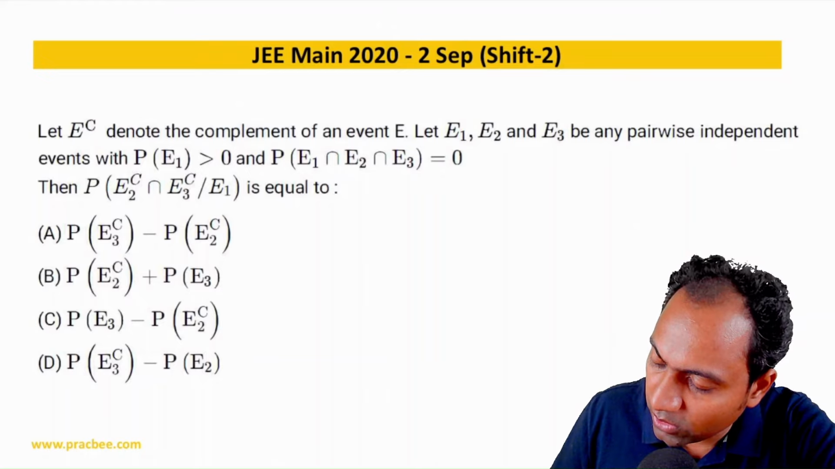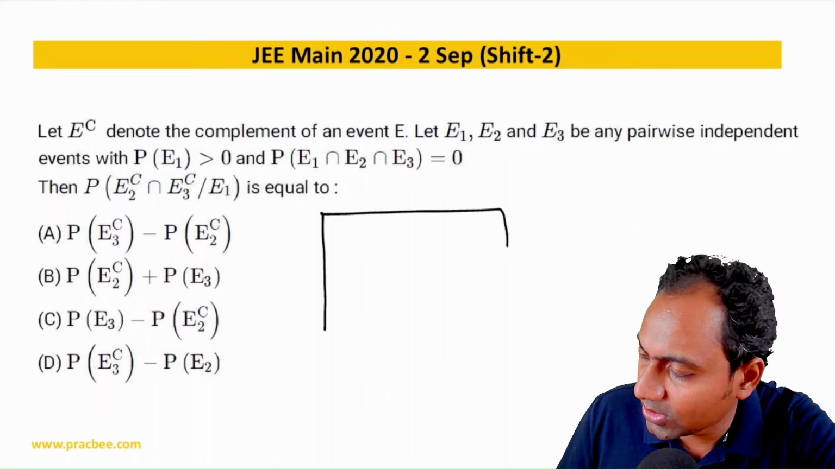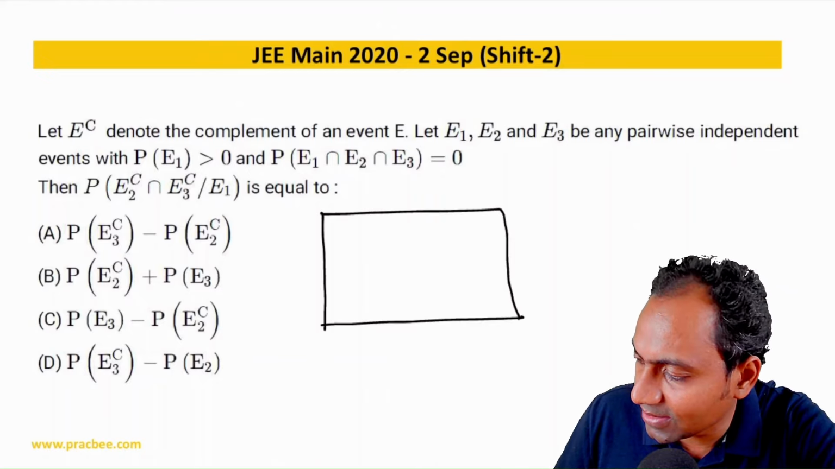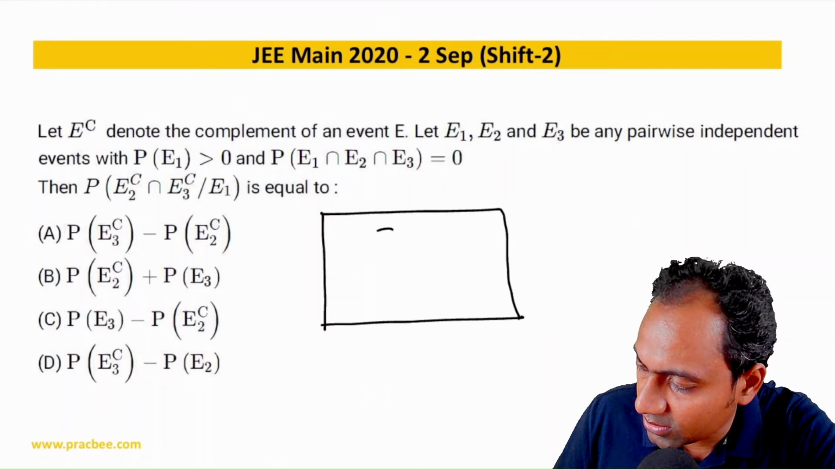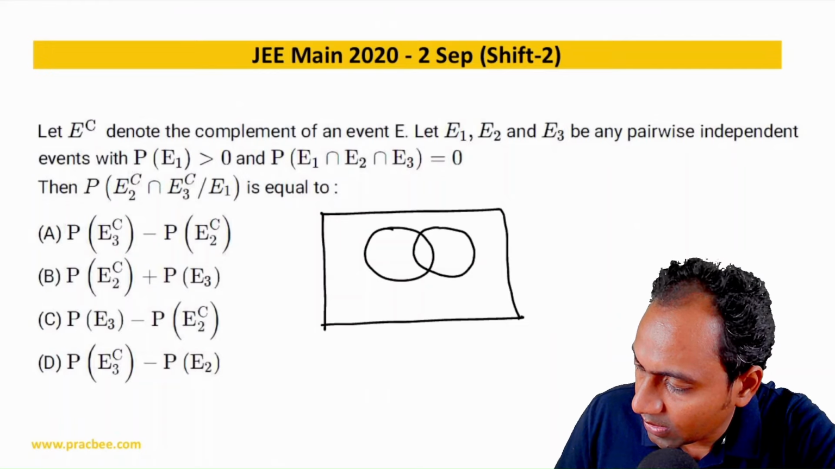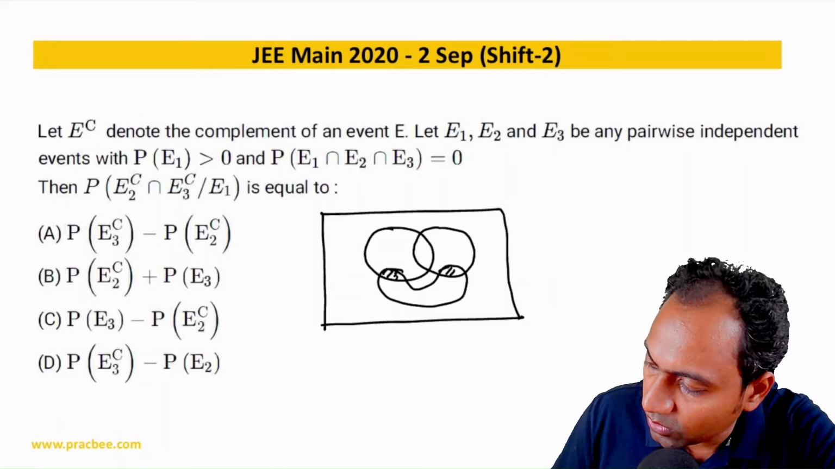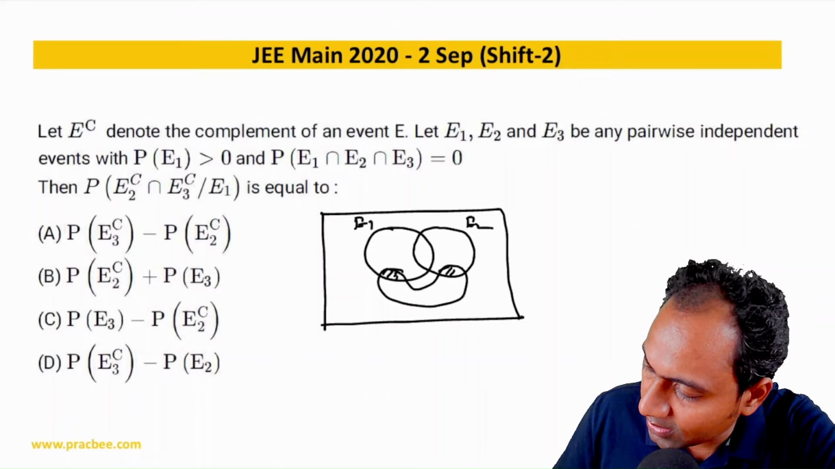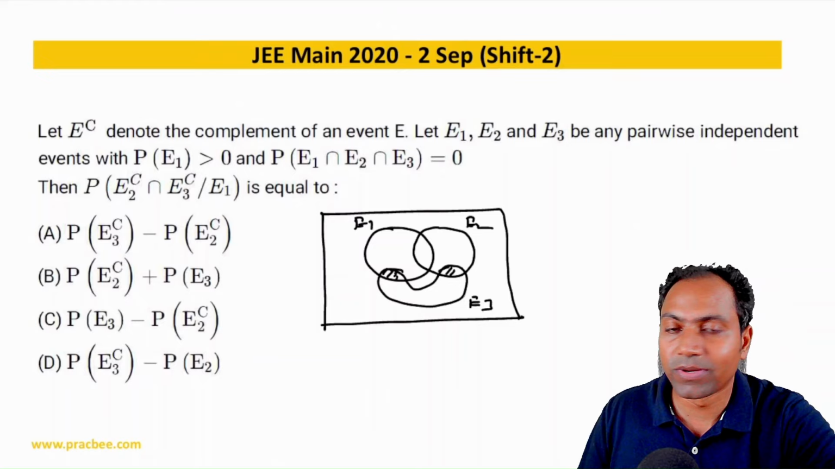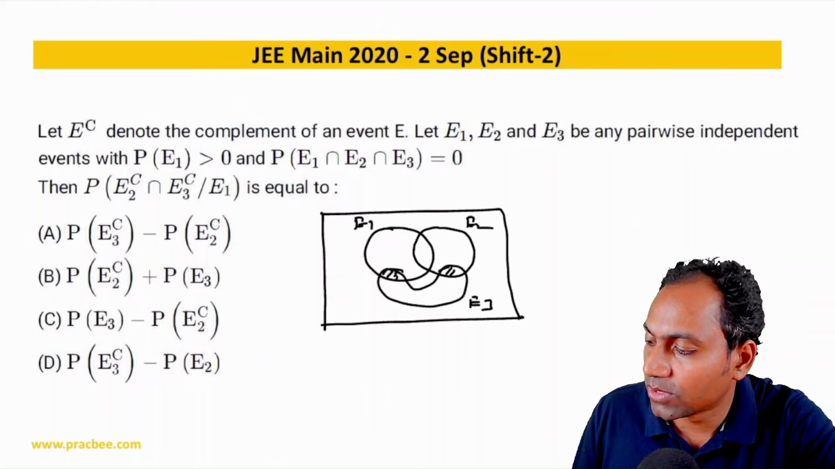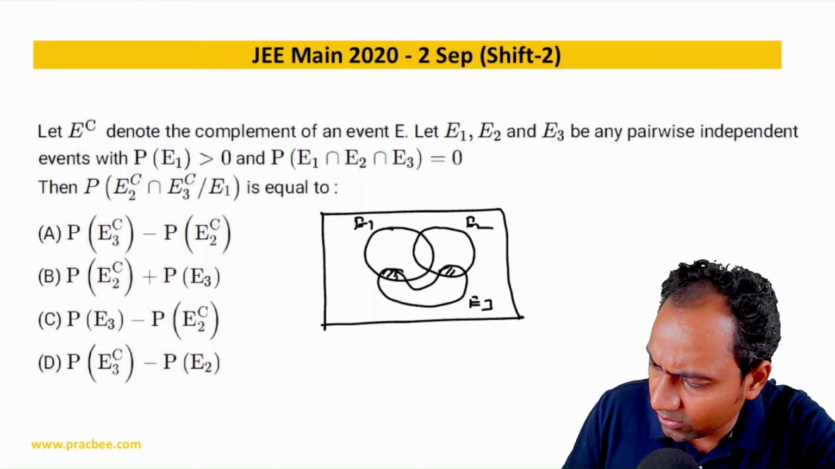If I draw a Venn diagram, what they are saying is, there is no common intersection of the three sets. So what is happening is something like this, and then the third set is behaving something like this. It has an intersection with E1, it has an intersection with E2, but not with all the three. So this is E1, this is E2, and this is E3. This is how it is happening in this question. Now what they are saying is, find the value of this part.